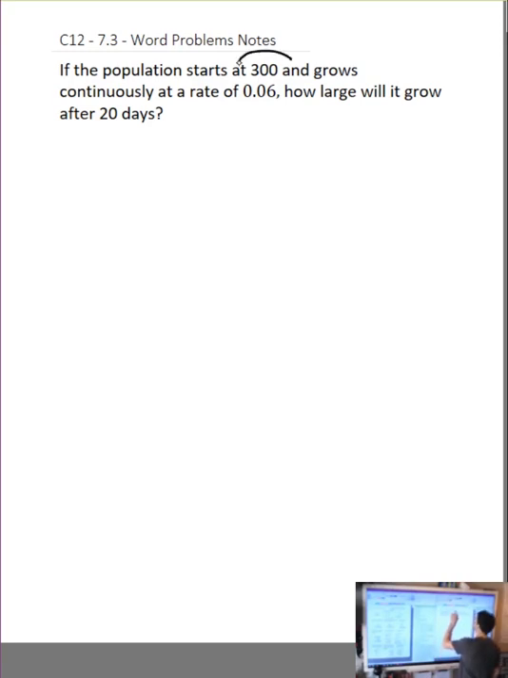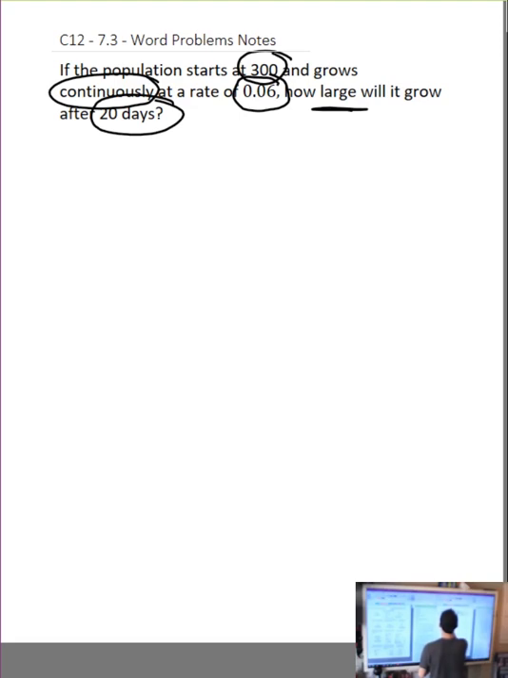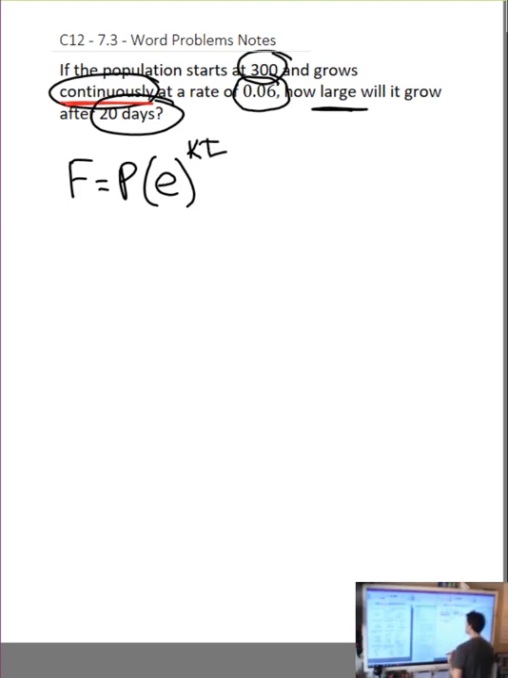Okay, if a population starts at 300 and grows continuously at a rate of 0.06, how large will it grow after 20 days? So if you ever see the word continuously on the formula sheet, we have a formula specifically for that. That formula is future equals present times e to the kt, where k is the rate, t is the time, and e is the exponential growth rate. Euler's number e is 2.71. We'd have to do a lot more calculus to worry about that number, but outside of that, we're just going to go with it.